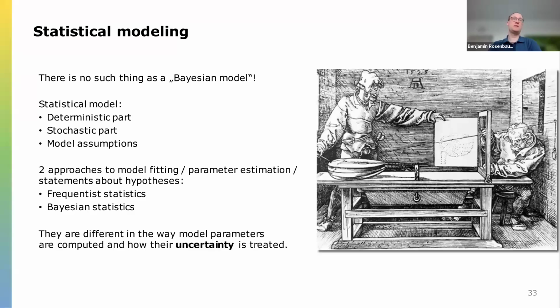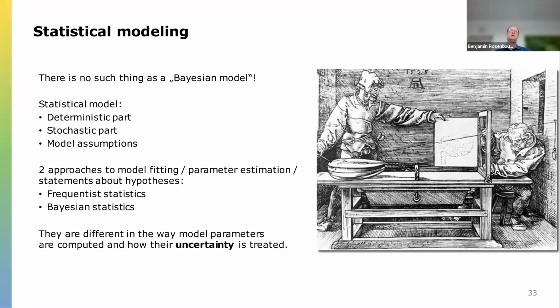That means it is defined by a deterministic part, a stochastic part, and some model assumptions. And from there, you can estimate your parameters or make inference about these models in two different ways. The first one is frequentist, and the other one is Bayesian statistics. But the statistical model itself would be the same.